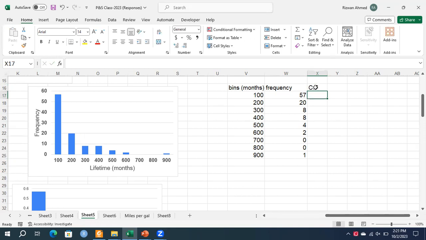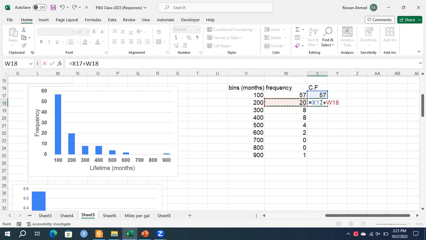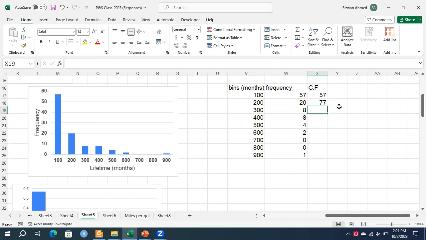So for the first class, it is equal to 57. That's fine. But for the second class, we have to see how many components have performed up to 200 months, right? So in this case, all the components in the previous class must be added. So I write it in this fashion. It is equal to the previous value plus the value from the current class, right? So it will be added to 77.